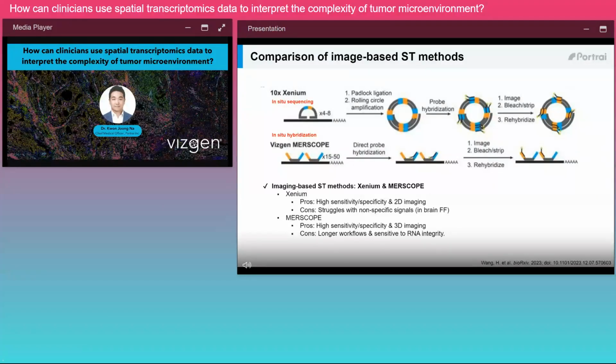On the other hand, MERSCOPE also provides high sensitivity and specificity, with the advantage of 3D imaging. The trade-offs include longer workflows and sensitivity to RNA integrity, which requires careful handling of the samples. Both methods are powerful tools for spatial transcriptomics, each with its unique strengths and considerations.